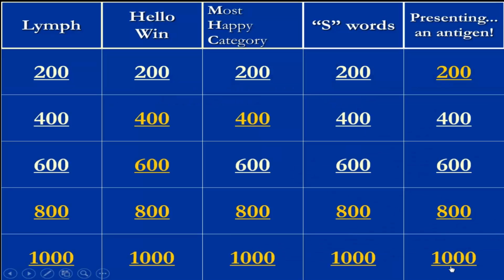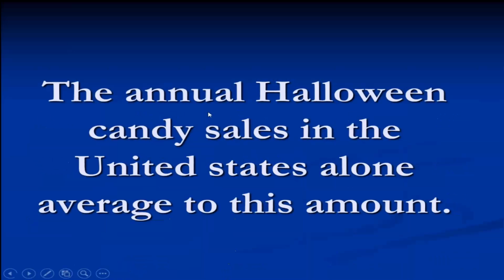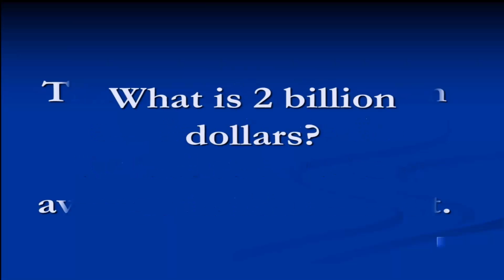Pick Halloween. The annual Halloween candy sales in the United States alone averaged this amount, $3. What is $4 billion? Crazy. 3.7 million, that's too low. That's less than a dollar per person, 300 million people. Okay, well, what's your guess? $2 billion. Whoa, you guys are much closer than me.